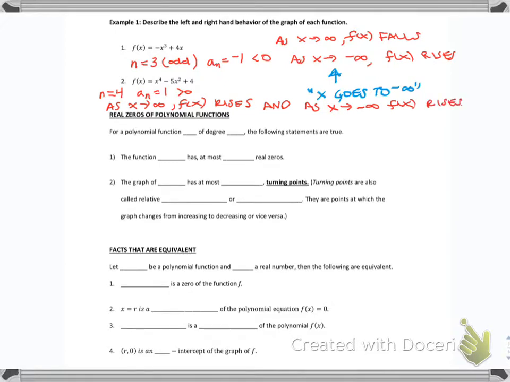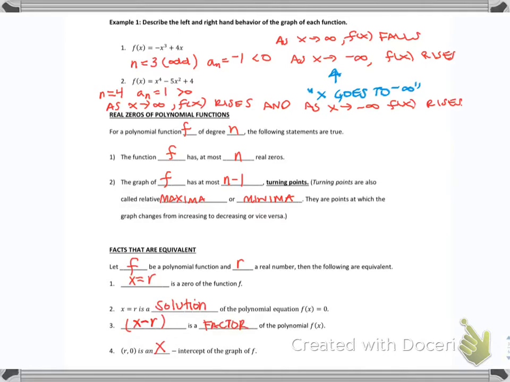All right. And if anything isn't clear in these videos, just let me know. So I'm going to finish this page and then I'll stop the video. So for a polynomial function f of degree n, the following statements are true. The function f has at most n real zeros. The graph of f has at most n minus 1 turning points. And turning points are called relative maximum or minimum. And they are points at which the graph changes from increasing to decreasing or vice versa.